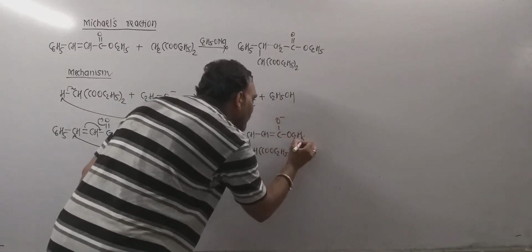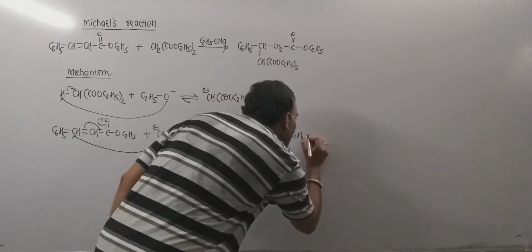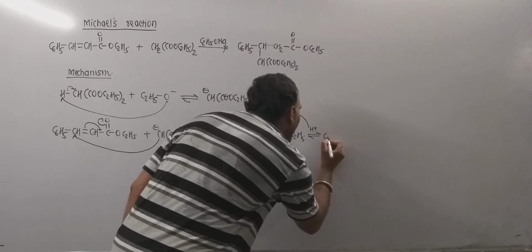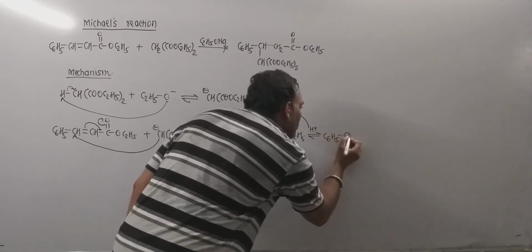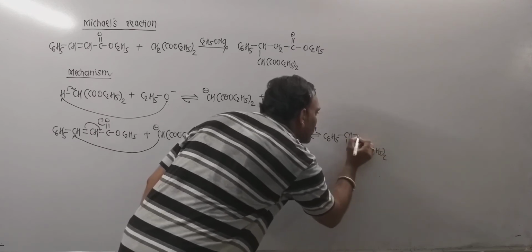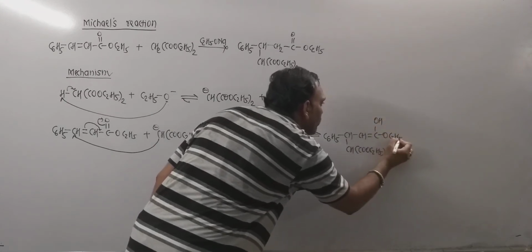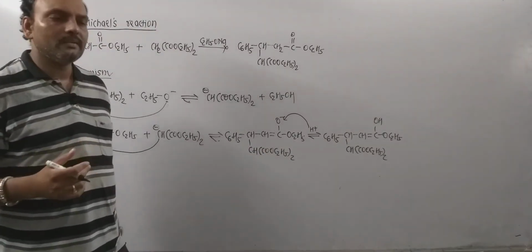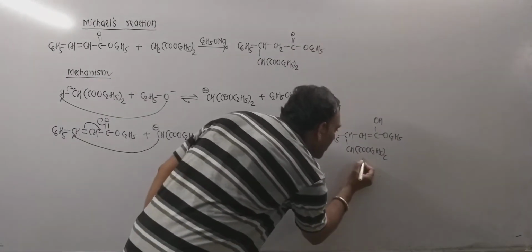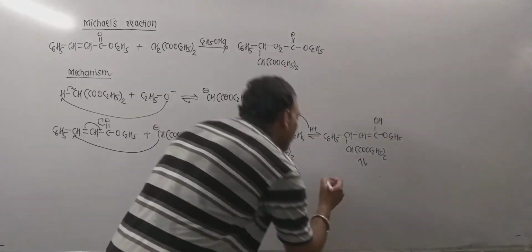Now exactly what happens? This intermediate ultimately gets protonated, and a proton from alcohol gets added like this, and due to addition of the proton we receive an enol form of the product, which may be given as, so this is the enol form. And we all know very well that the enol form is comparatively less stable, thus it ultimately gets converted into its most stable keto form.